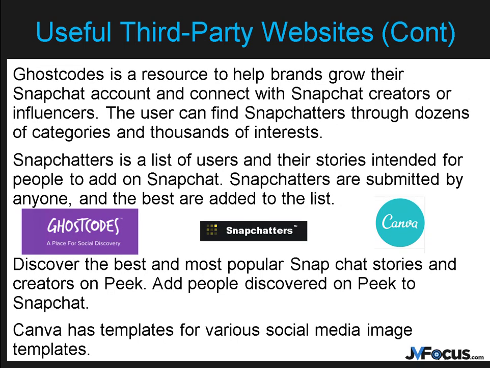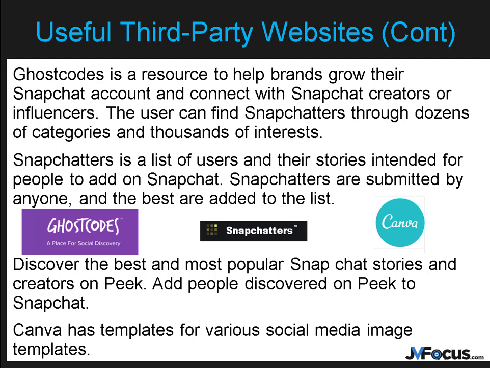Ghost Codes is a resource to help brands grow their Snapchat account and connect with Snapchat creators or influencers. The user can find Snapchatters through dozens of categories and thousands of interests. Snapchatters is a list of users and their stories intended for people to add on Snapchat. Snapchatters are submitted by anyone and the best are added to the list. Discover the best and most popular Snapchat stories and creators on Peak. Add people discovered on Peak to Snapchat.